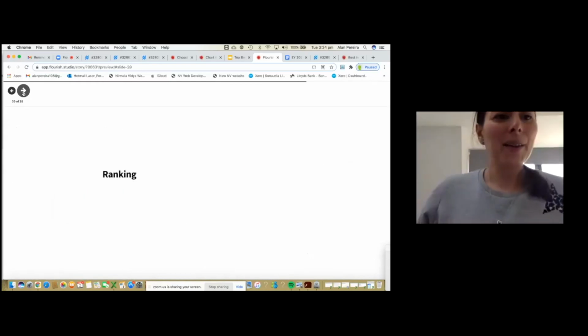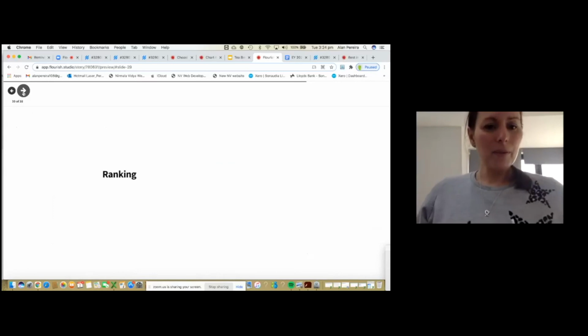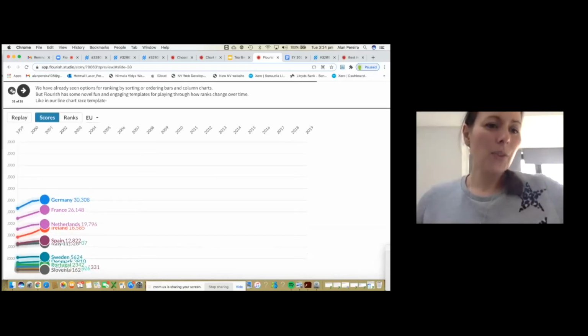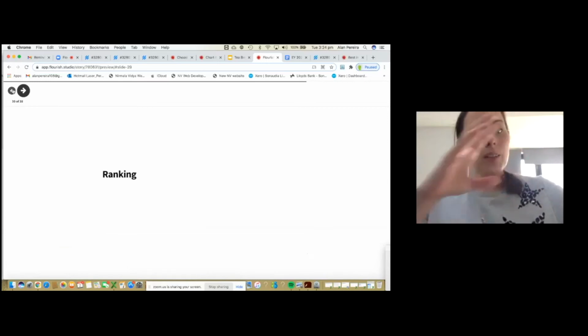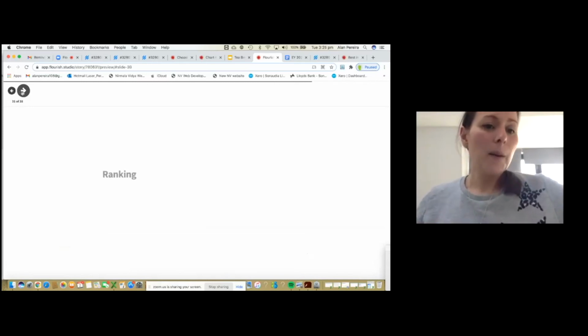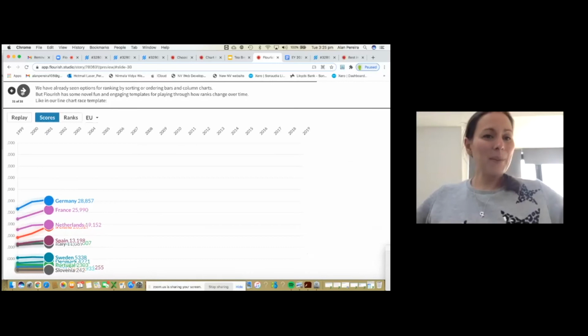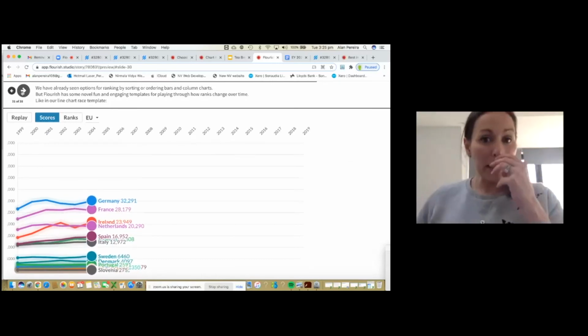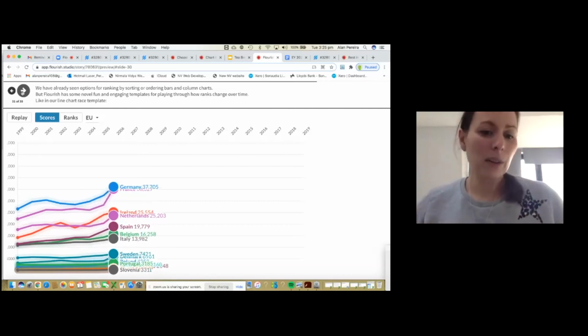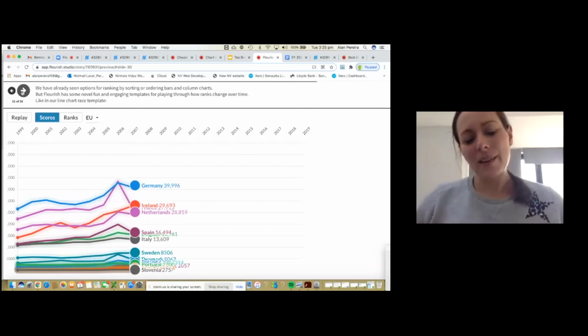So ranking, again, we've got a couple, I'm just going to rattle through this. Ranking we've already touched on a little bit with the sorting of bars, the order of bar charts over categories, and the slope chart. But Flourish has some really novel and fun and engaging templates for playing through how ranks change over time. So I thought this is a nice place to bring this.